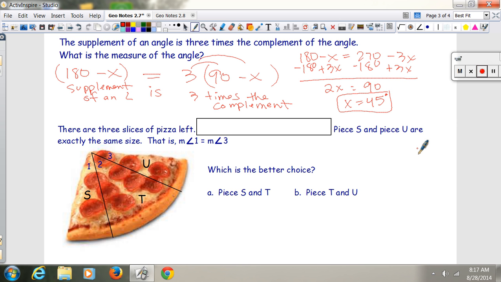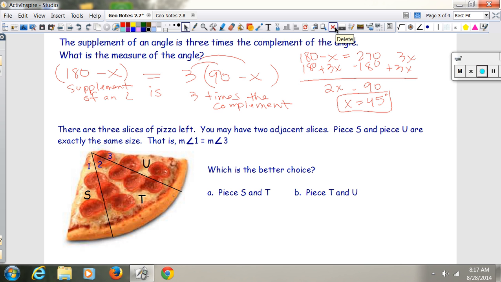3 slices of pizza. I don't know how big your picture is on the paper. Can you see the letters? Yeah. Okay, there are 3 slices of pizza left. It says you may have 2 adjacent slices. You can pick 2 of them, and they have to be adjacent. Piece S and piece U are exactly the same size. That is, the measure of angle 1, if you can see the 1 here, equals the measure of angle 3.